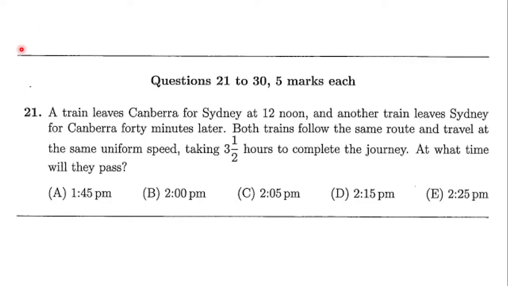Question 21. A train leaves Canberra for Sydney at 12 noon, and another train leaves Sydney for Canberra 40 minutes later. Both trains follow the same route and travel at the same uniform speed, taking 3.5 hours to complete the journey. At what time will they pass?